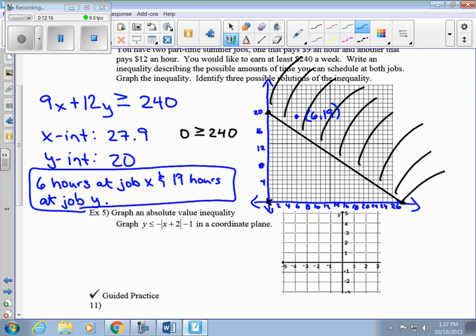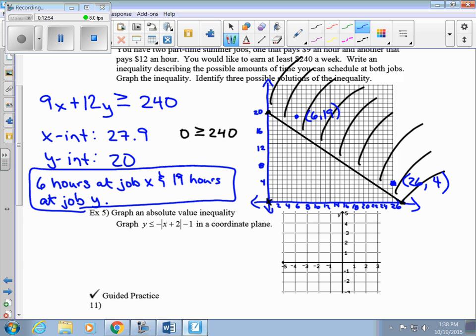Now it asks us for 3 of them. So let's pick another one. And we can pick one right there. Well, what is that one going to be? Well, that's the ordered pair 26, 4. That means I work 26 hours at job X and 4 hours at job Y. Well, that gives me a total of 30 hours, where the other one gave me only 25 hours. So because we made more at the other job.